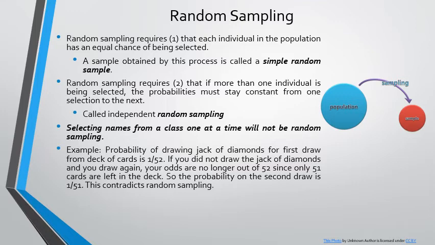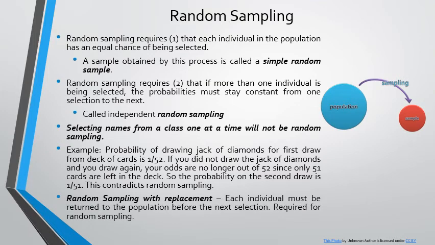So here's an example that's not random sampling. The probability of drawing a jack of diamonds for the first draw from a deck of cards is 1 out of 52. If you did not draw the jack of diamonds and you draw again, your odds are no longer 1 out of 52 since there are only 51 cards left in the deck. So the probability on the second draw is 1 out of 51. This contradicts random sampling. You have to have 1 out of 52 cards each time.